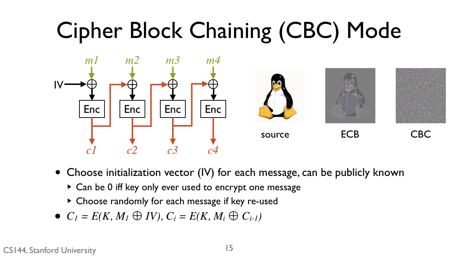If we use CBC mode on the Tux image, we end up computing the ciphertext on the right. So problem solved. But again, for this to work across multiple messages and remain secure, you need to be careful about how you pick and use initialization vectors.